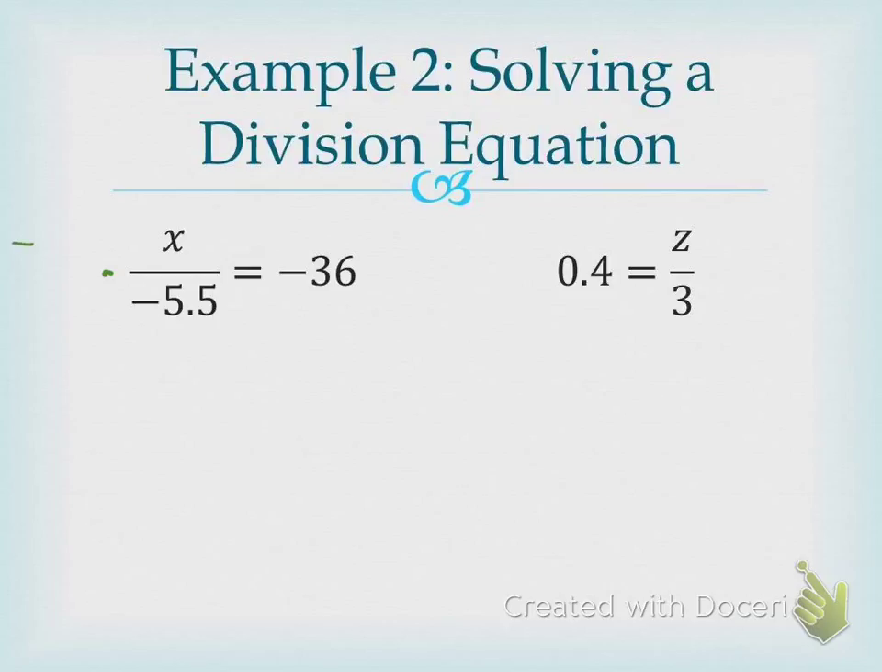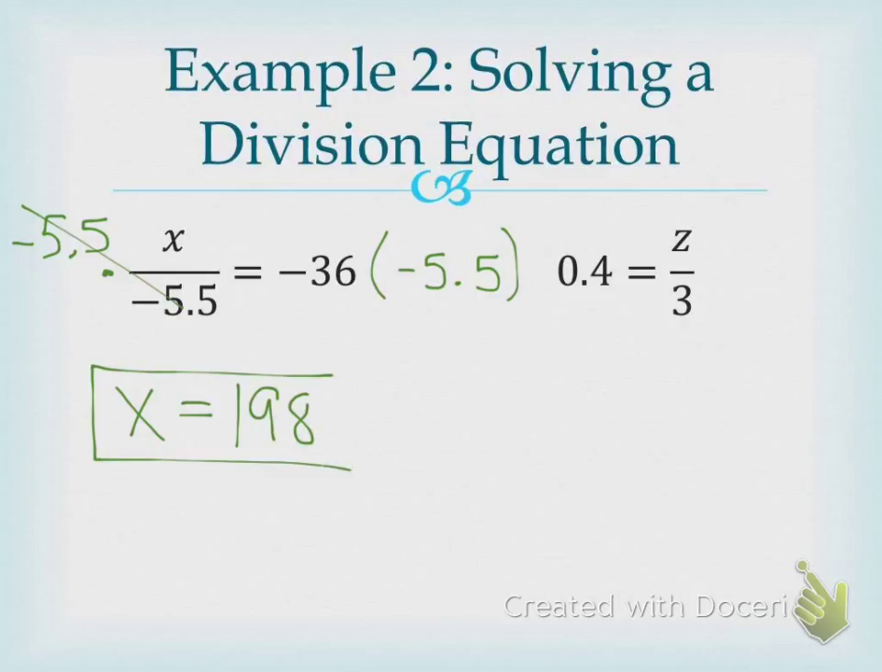Negative 5.5. Okay, keep that negative. Bring the negative with you. Multiply by negative 5.5. So now x equals, what's negative 36 times negative 5.5? And you can use your calculators. Negative times negative is a positive because there's two negatives. x equals 198.